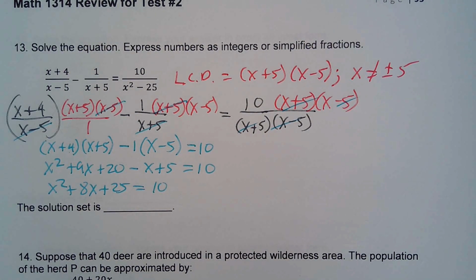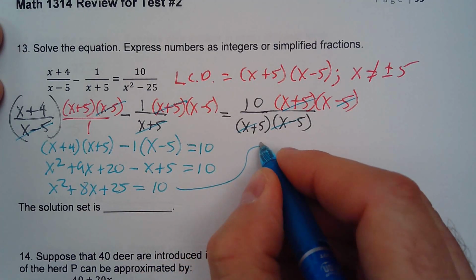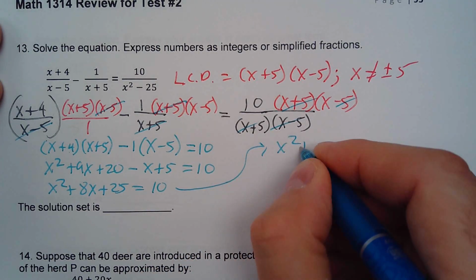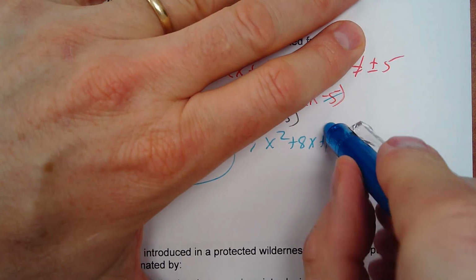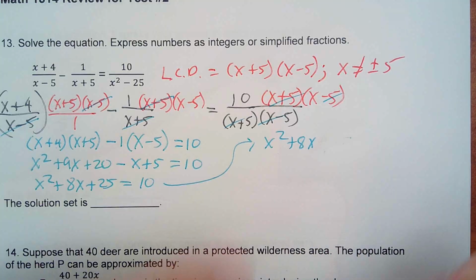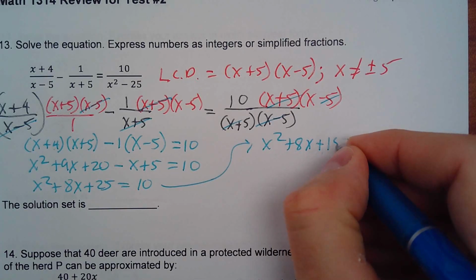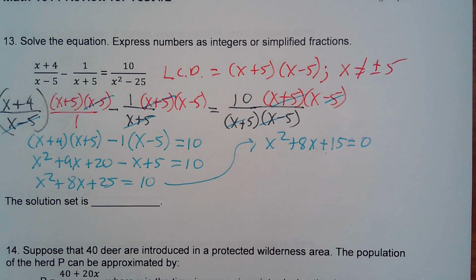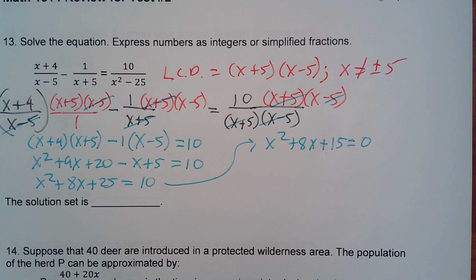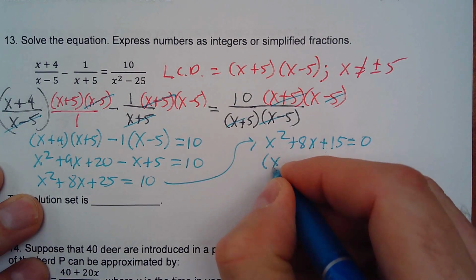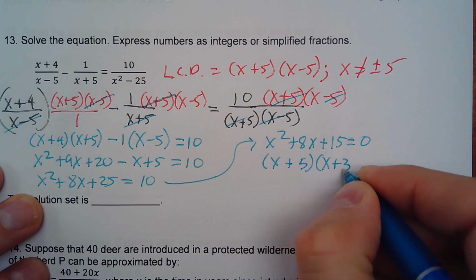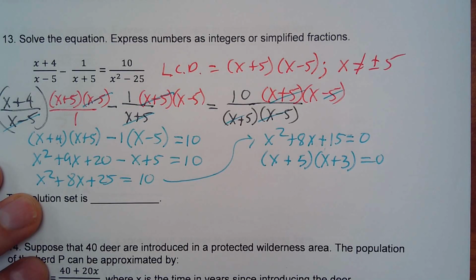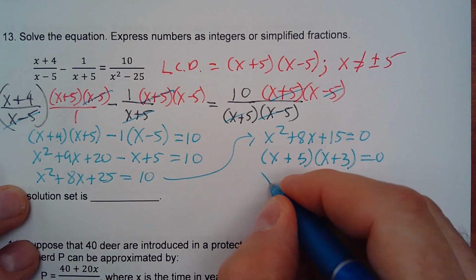And then I'll need to subtract 10 from both sides. So that'd be x squared plus 8x plus 15 equals 0. See if I can write that so it's more legible. This we can factor. If you look at factors of 15, 3 and 5, they add up to 8. So this is x plus 5 times x plus 3 equals 0. We'll set each of those factors equal to 0 and solve.